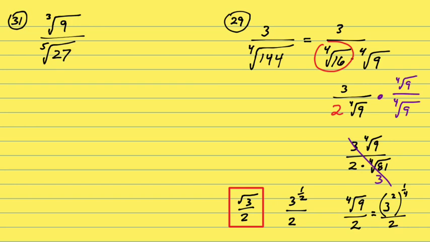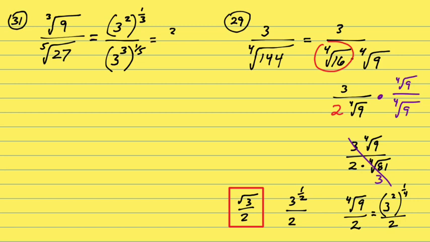I can tell you, however, on 31, they're both powers of 3. 144 is not a straight power of 3. 3 to the fourth is 81, but 3 to the fifth would be 243. That's too big. 9 and 27, on the other hand, are powers of 3. 9 could be called 3 to the second, and the third root means the 1/3 power. 27 could be called 3 to the third, and the fifth root means the 1/5 power.